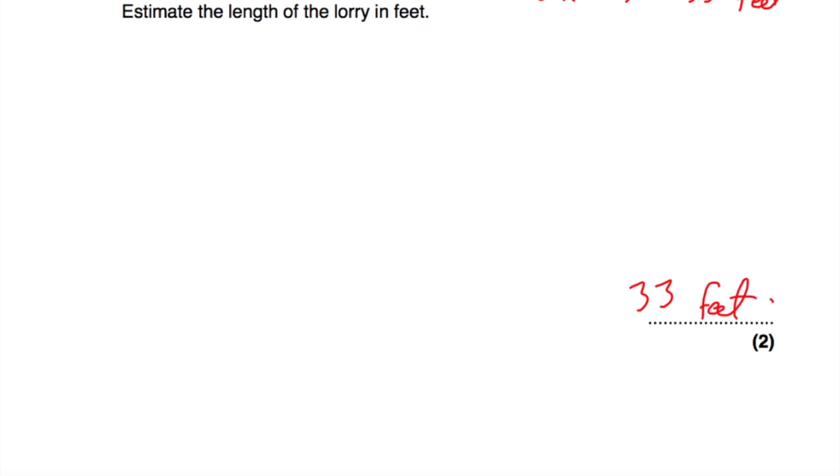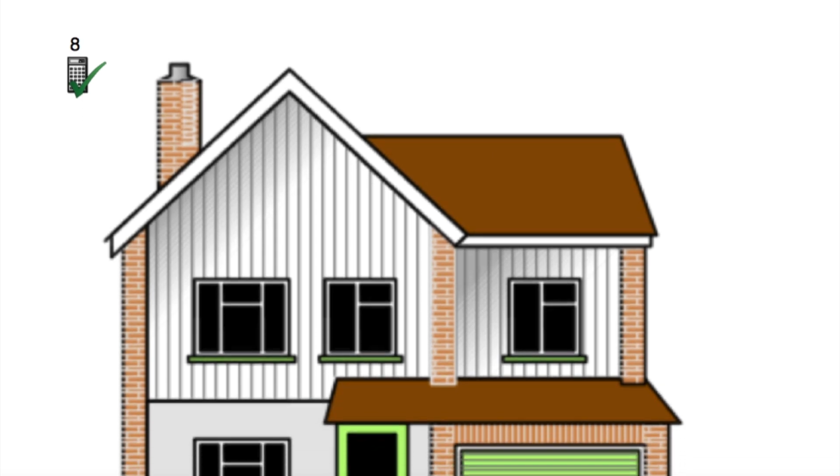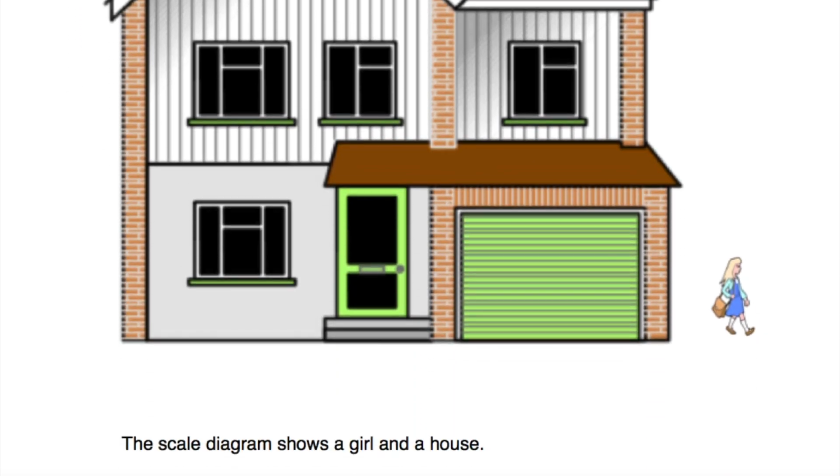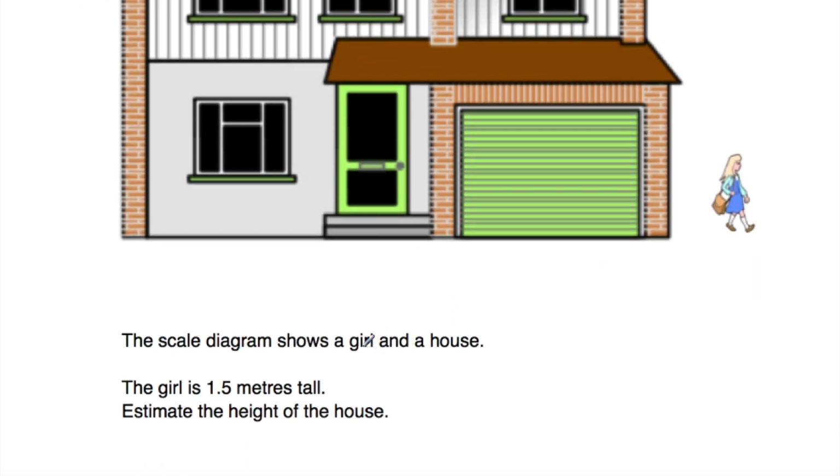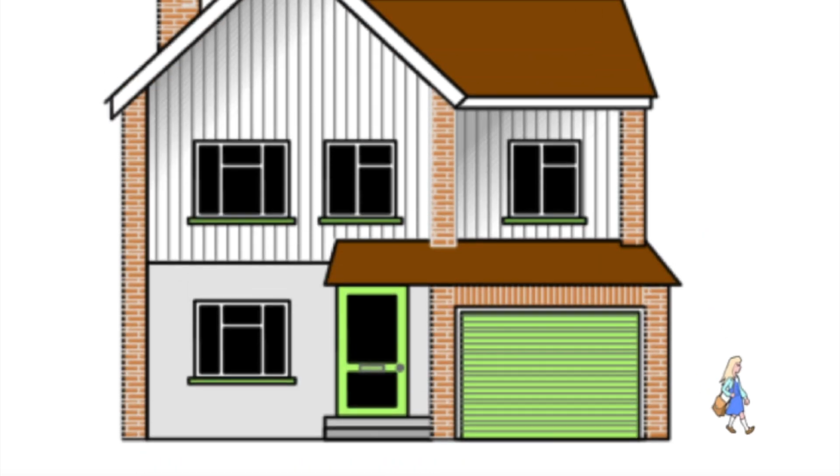Okay, let's look at our next question. Question number 8. We've got this house and this girl, and the question says the scale diagram shows a girl in a house. So it's a scale diagram, so it's drawn to scale. The girl has a height of 1.5 meters, and we've been asked to estimate the height of the house.